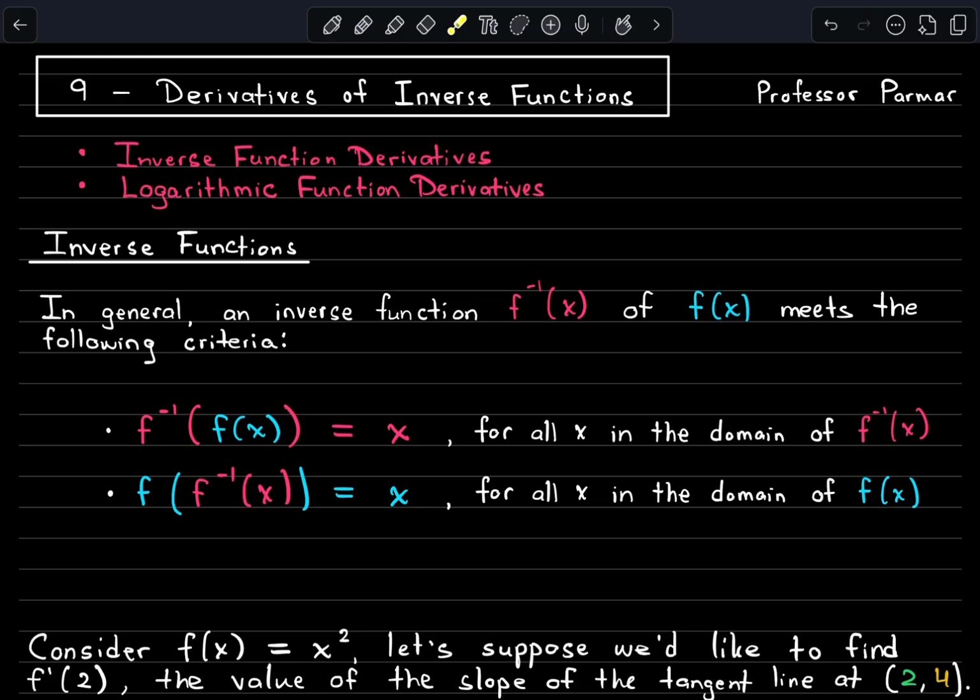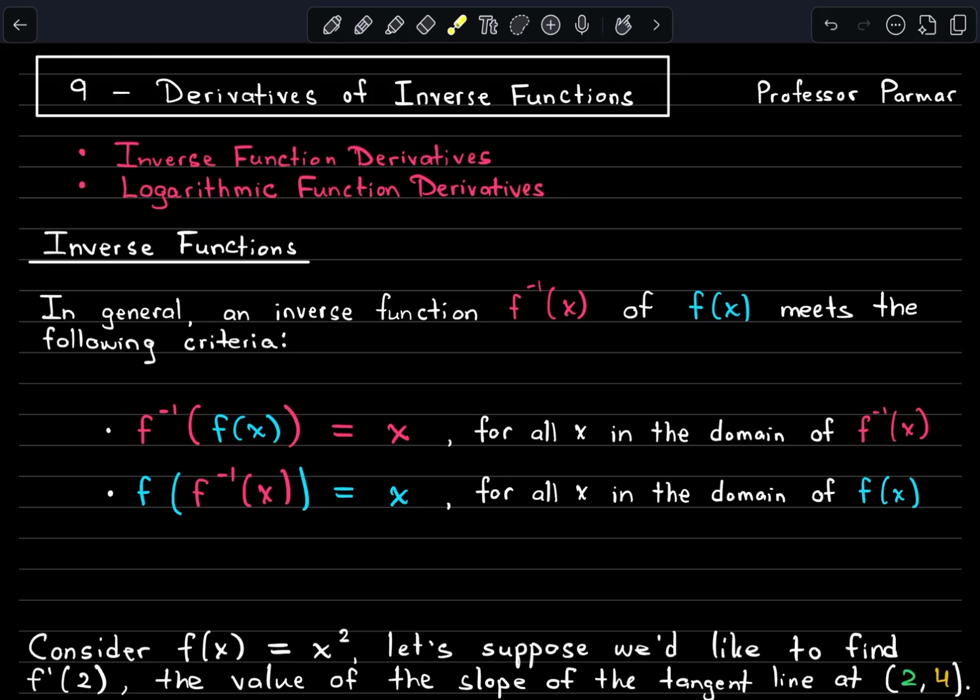Now last time we saw compositions of functions like f of g of x, right? If we input one function within another. So if I were to put f of x inside its own inverse, these functions would undo each other, and I would get back x. And this is true for all x in the domain of the inverse of f of x.